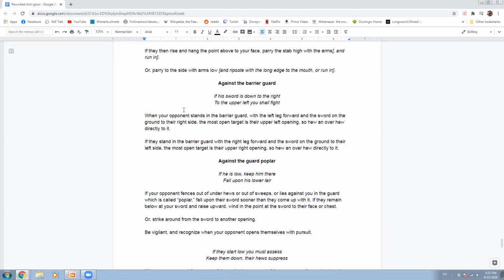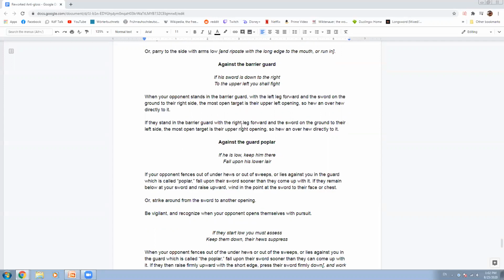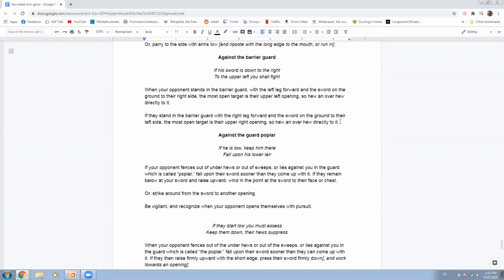Okay, so against barrier guard, when your opponent stands in the barrier guard with the left leg forward, sword on the ground on the right, hew to their most open target with an overhew directly to it. Same if they're on the other side. So again, this is just aiming for the most open target.